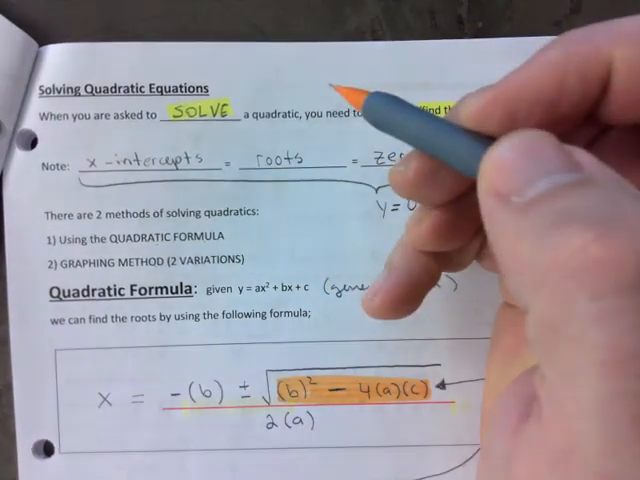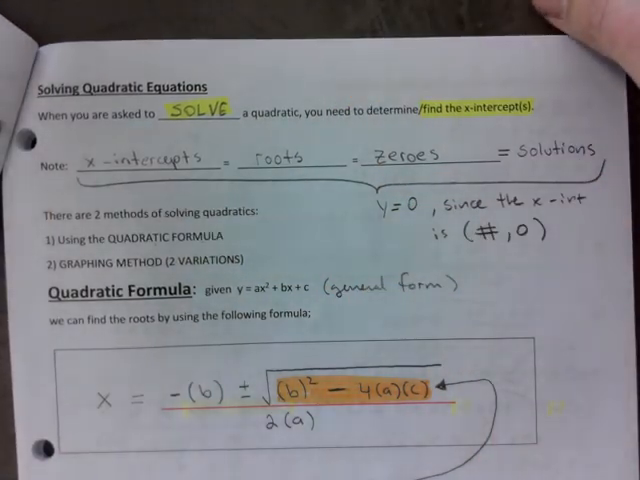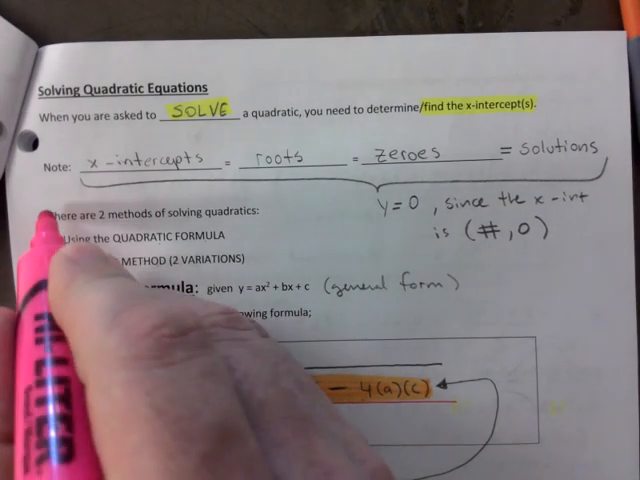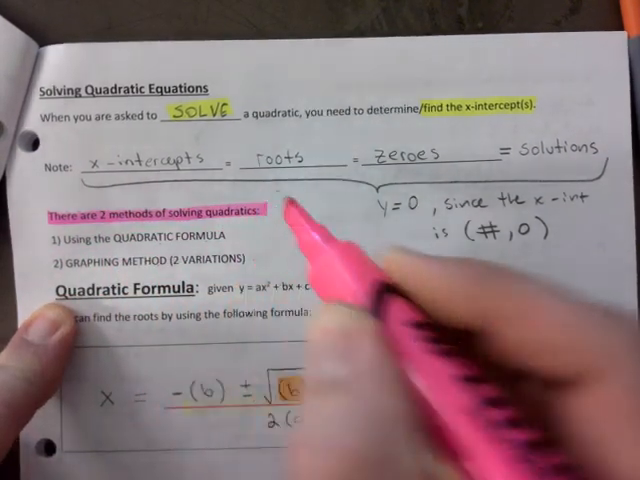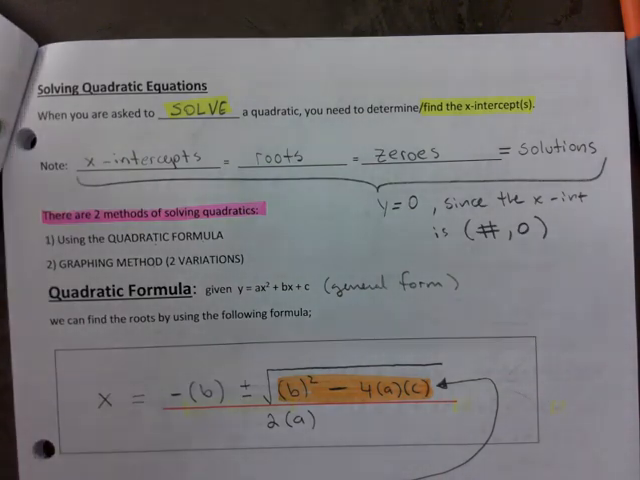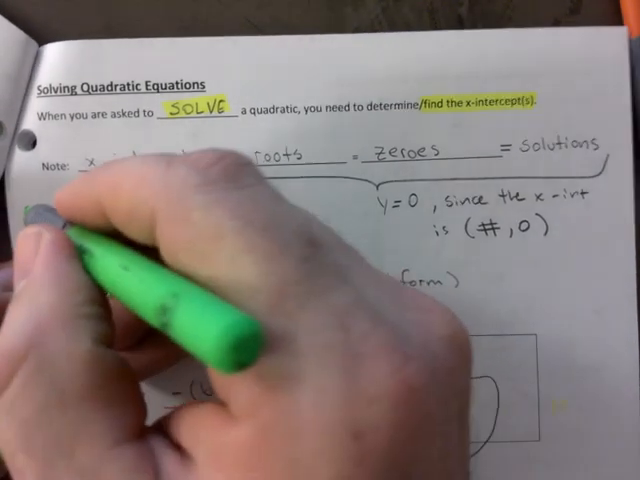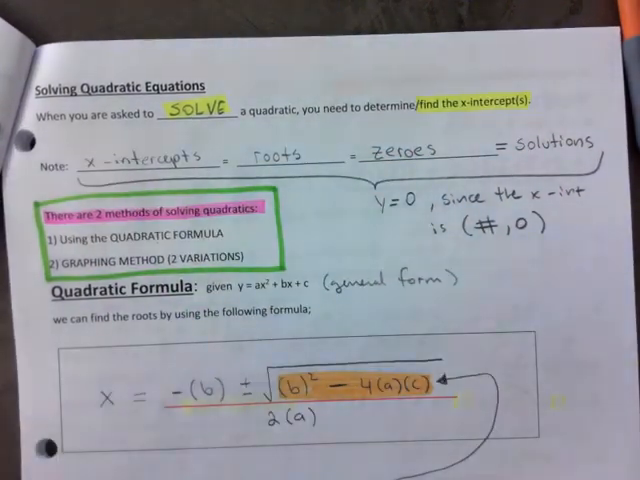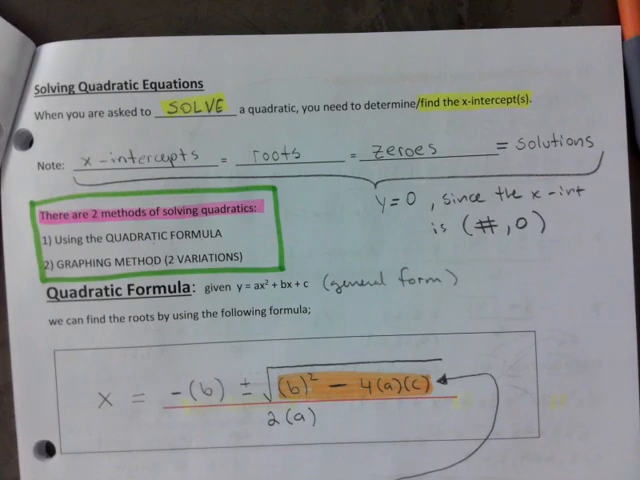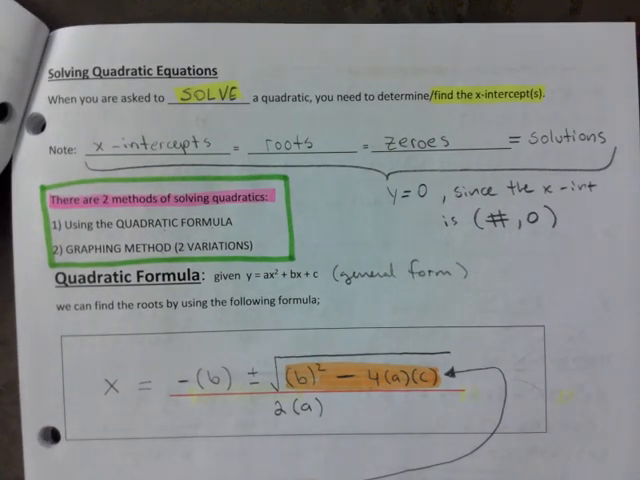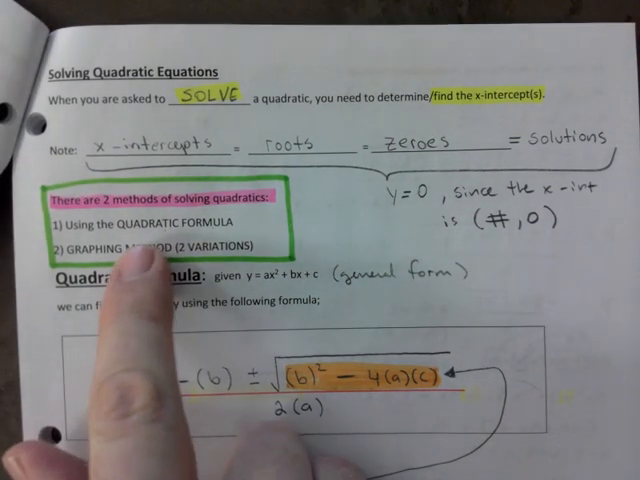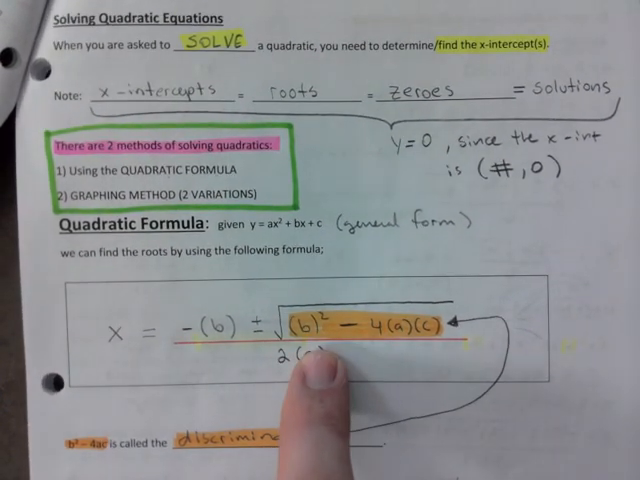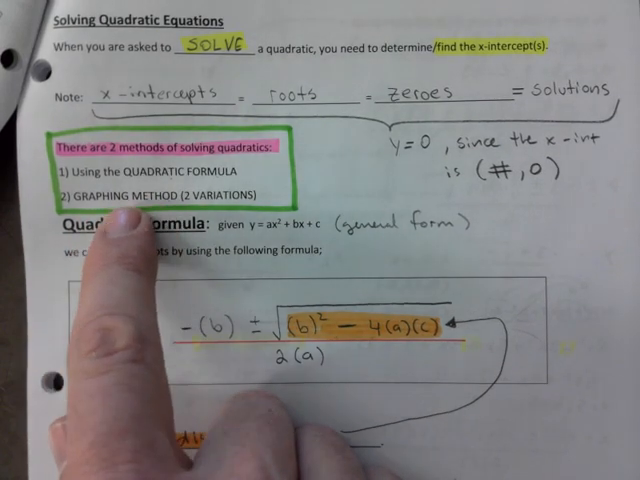Okay, there's going to be two methods. I'm going to just highlight that part here. On page 20, there are two methods of solving quadratics. And here they are. On page 20 this is, right? There are two methods of solving. One is using the quadratic formula, which we practiced yesterday. And the next one is what we call a graphing method.